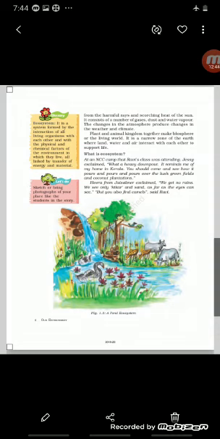Hira from Jaisalmer exclaimed, "We get no rains. We see only kikar and sand as far as the eyes can see." "But you also find camels," said Ravi.